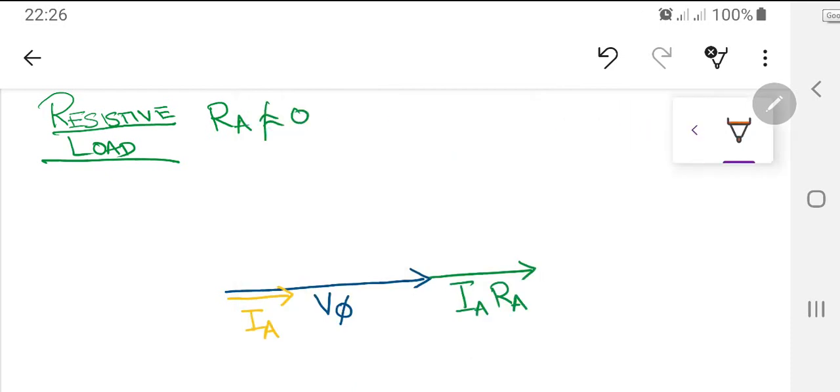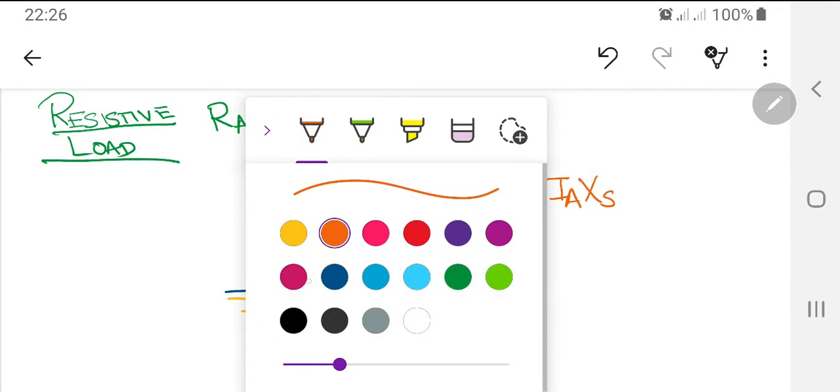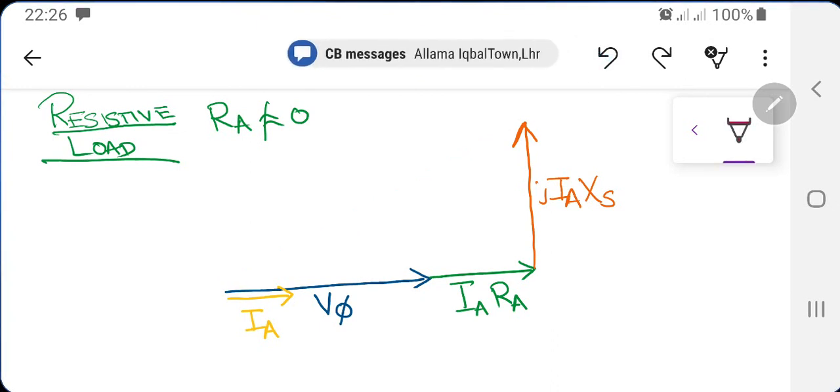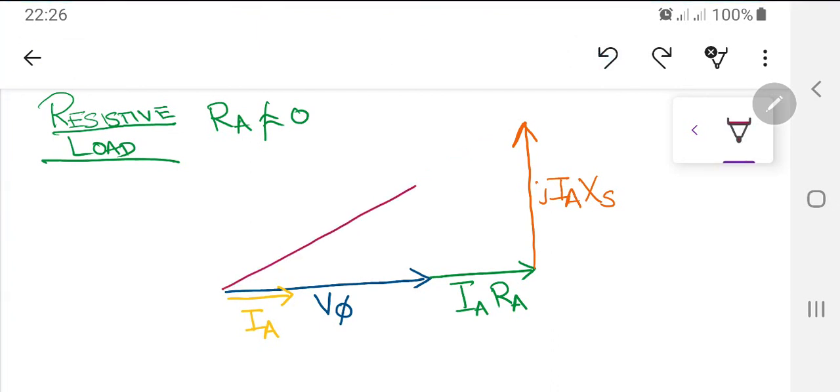Now the perpendicular to this vector is my JIAXS vector, and certainly the last vector, from this point, is my EA. Sorry about it. This is my EA vector, and this is my angle.